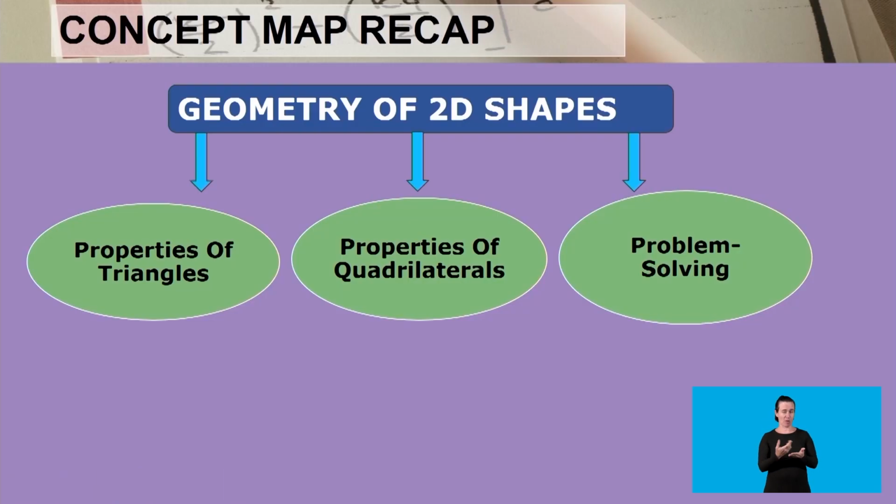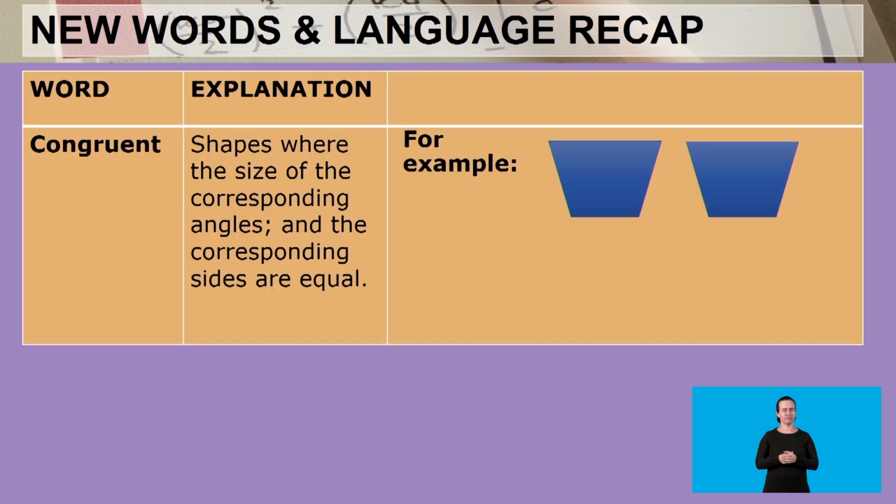We are now going to wrap up what we have been saying in this lesson. We start with the concept map, and we looked at the 3 sections, the properties of triangles, properties of quadrilaterals, and we were solving problems. Just a recap on the words that we have learned in this lesson: congruent, meaning that the shapes are the same size, and the corresponding angles and the corresponding sides are equal.